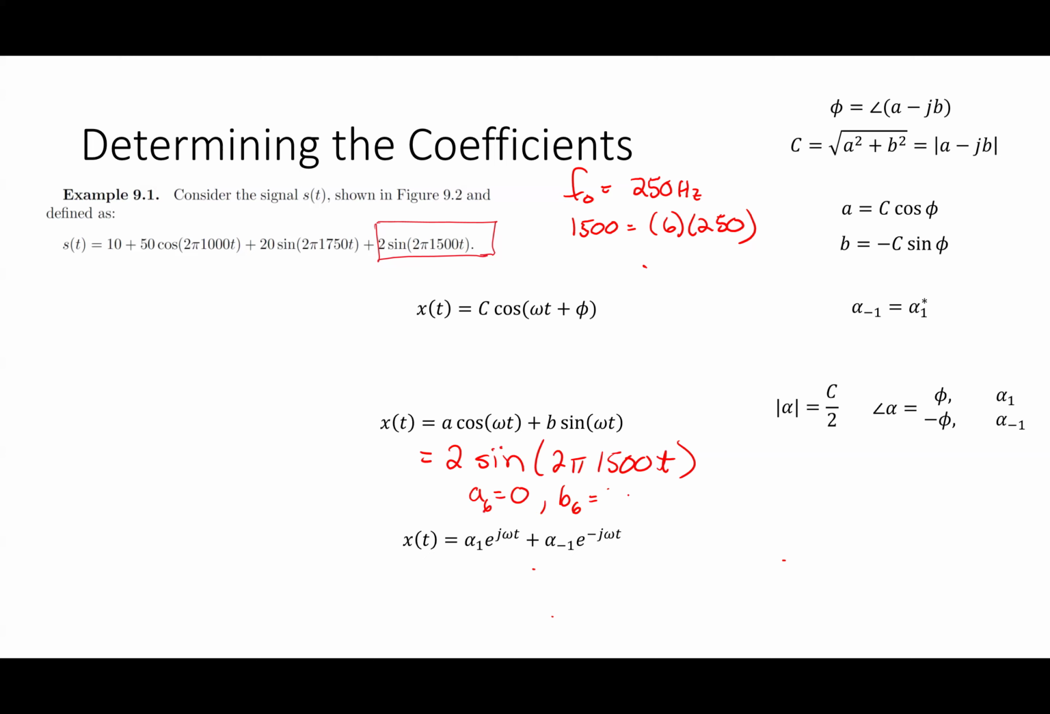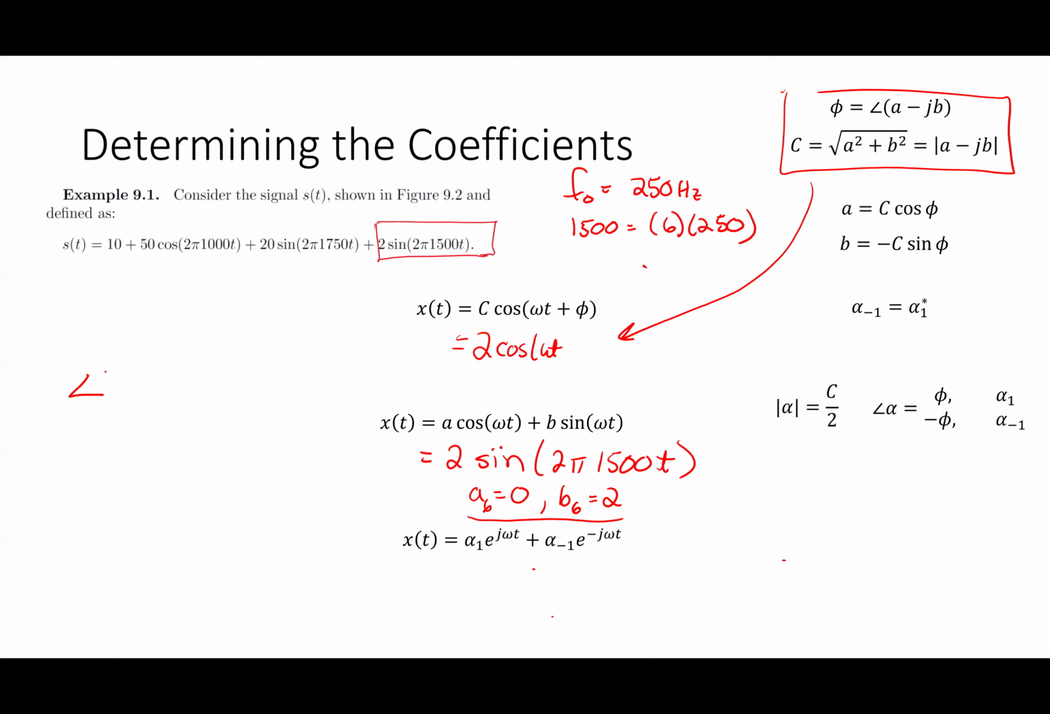Okay. Now, what I can do is then use these formulas here, plug in the values of A and B to figure out that this is 2 cosine omega t. Now, what should the phi value be? Let's see if we can figure that out. It says it's the angle of A minus JB. So let's think about that. What's A and what's B in this particular case? 0 and 2. So what's the angle of 0 minus J2?